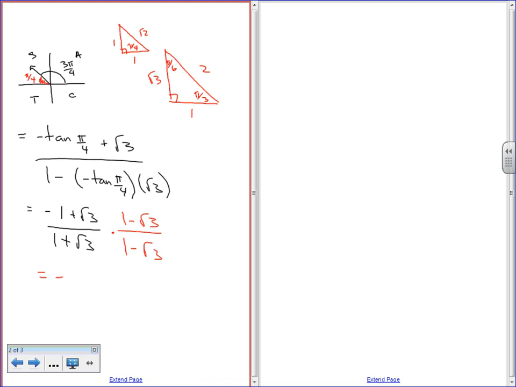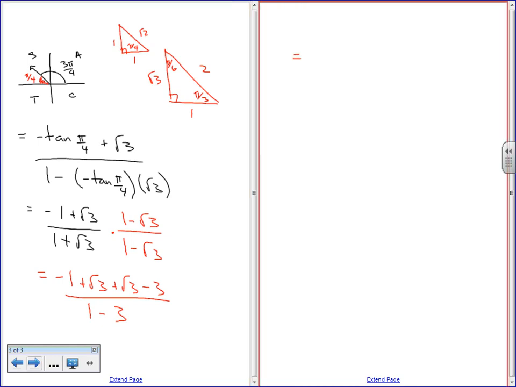Negative 1 times 1 is negative 1. Negative 1 times negative root 3 is positive root 3. Plus root 3 minus 3. And on the bottom, 1 times 1 is 1. The middle terms would cancel out, and root 3 times root 3 is 3. Collecting the like terms on the top, negative 1 minus 3 is negative 4. Root 3 plus root 3 is 2 root 3. And 1 minus 3 is negative 2.